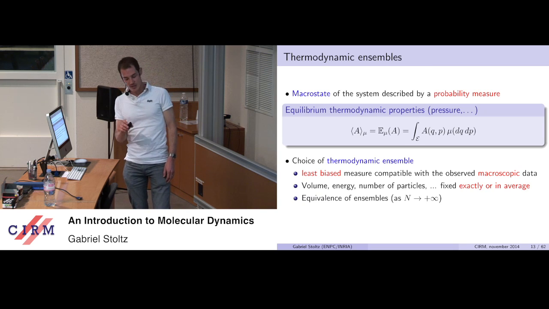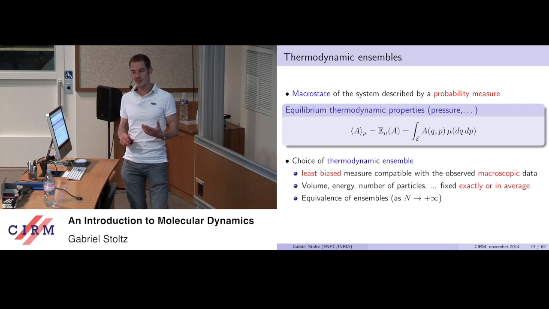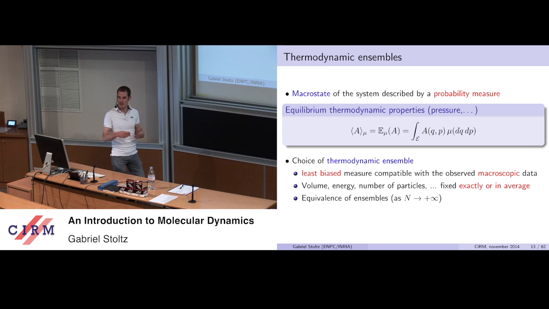Boundary conditions I've always mentioned. And now we come to, I would say, the central concept of statistical physics: you should not think of your system as being described by the microstate, so all the set of positions and momenta. That's way too much information, and this information is redundant.